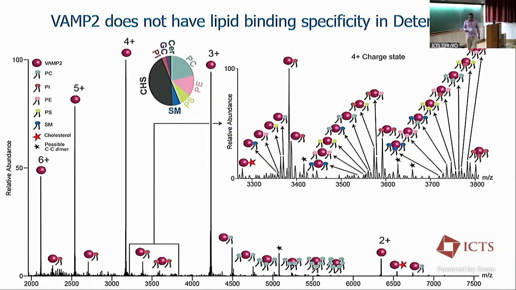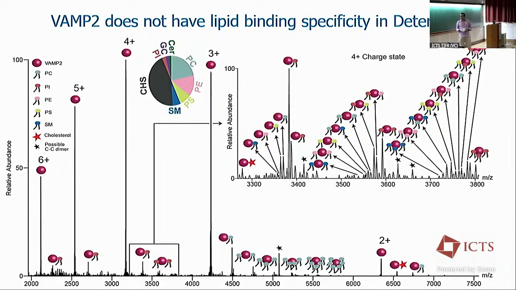Interestingly, if you mix this set of lipids and proteins in detergent and apply the same method, the specificity is gone. Now VAMP2 binds all the lipids present in the detergent solution. That tells us that the specificity of PC and cholesterol binding is coming from the membrane. So at this stage, we have a fuzzy picture that it's not an individual bimolecular interaction, but it has to do something with the membrane.